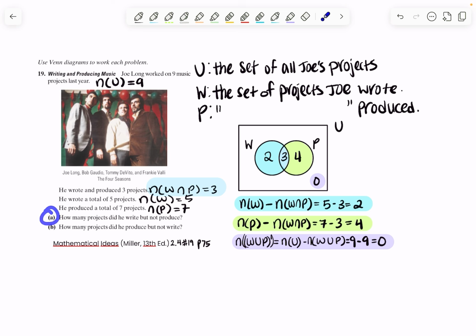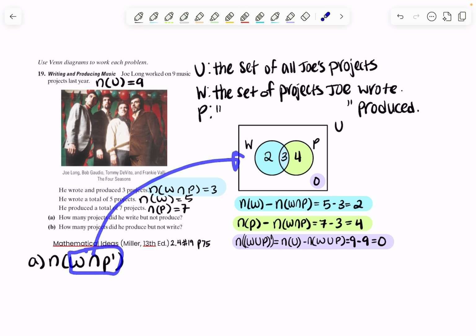So for part A, we're asked how many projects did he write but not produce. So we're looking for the projects that are in set W but not in set P. So we want not P. So for part A, in terms of a formula, we're looking for the number of elements in set W and the number of elements that are not in set P. So projects that have been written but have not been produced. So we basically want to identify what this set is visually.